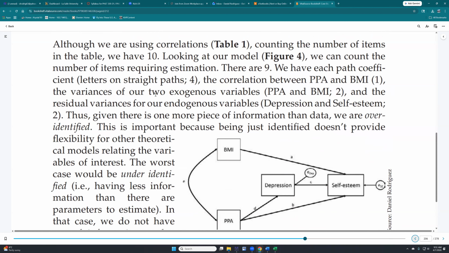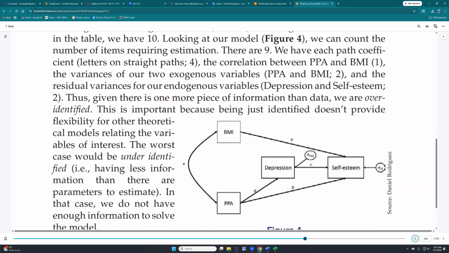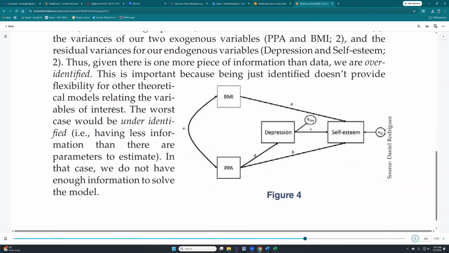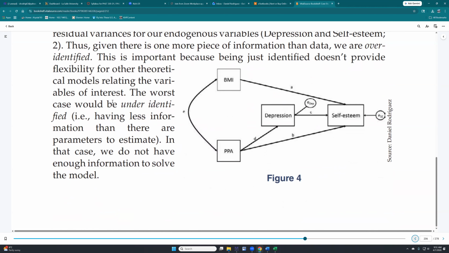Thus, given there is one more piece of information than data, we are over-identified. And that's a really good thing. This is important because being just identified doesn't provide flexibility for other theoretical models relating the variables of interest. I mean, you're just testing one model. One thing in science we want is alternatives, especially when we're proposing causation. You don't want to say this is it, because this is one of many possible ones, and you want to be able to compare your model to other models. And to do that, you need to be over-identified. In this case, we are over-identified.